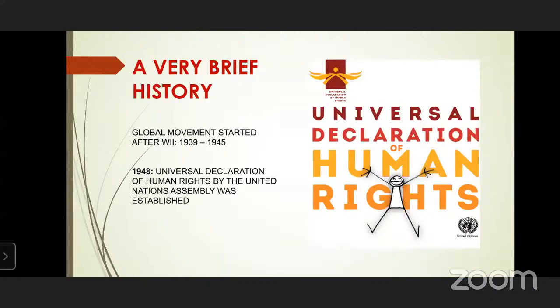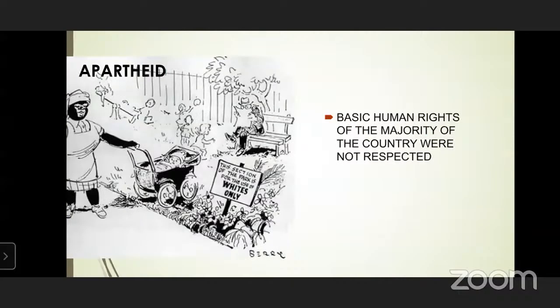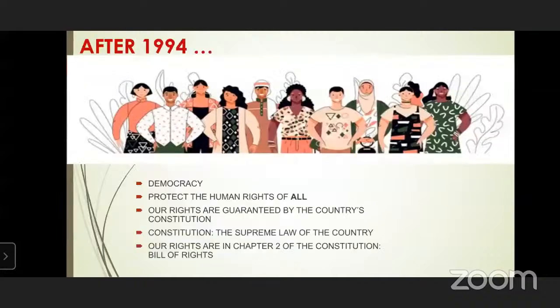A very brief history: the global movement of human rights declaration started after World War II, between 1939 and 1945. The Universal Declaration of Human Rights by the United Nations Assembly was established in 1948. As we know, South Africa suffered from apartheid, where the basic human rights of the majority of the country were not respected. After 1994, we declared a democracy to protect the human rights of all.